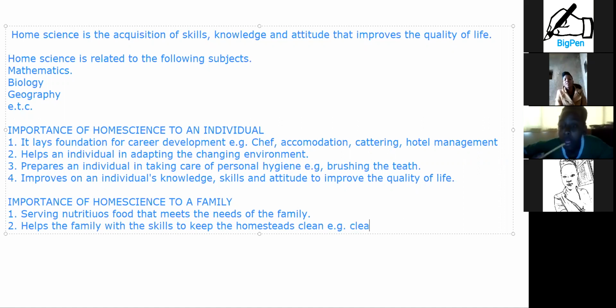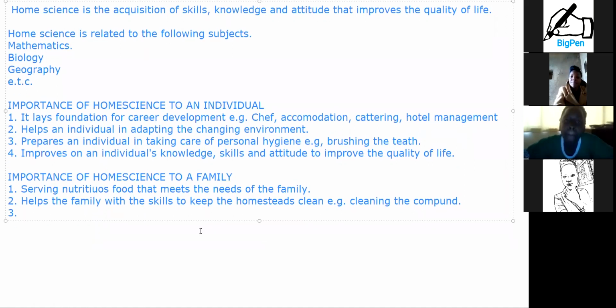There are so many ways you can clean the home. What about utensils? Washing utensils. Washing clothes. Very good. What about your younger brothers and sisters? Yes. Antoinette, can you tell me? I don't know.